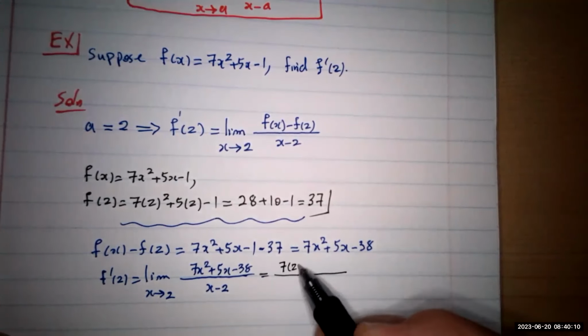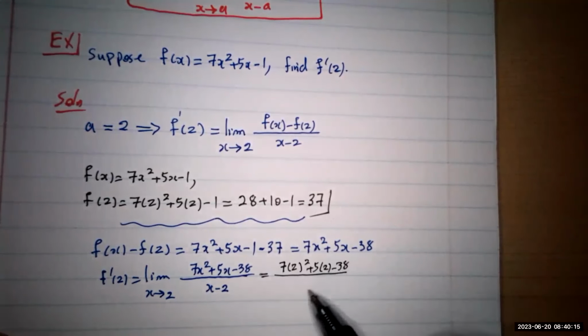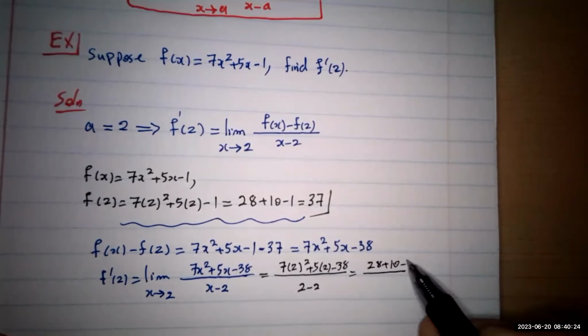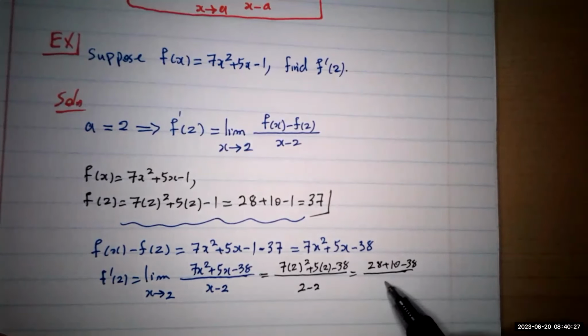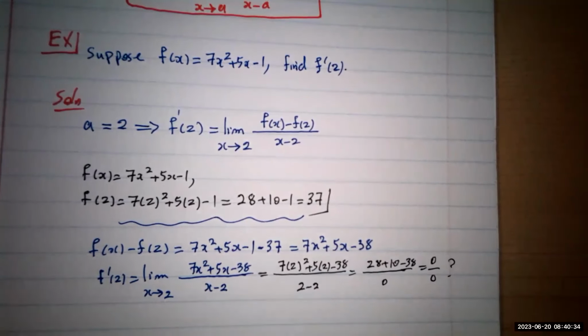So it's going to be 7 times 2 squared plus 5 times 2 minus 38, and on the bottom, 2 minus 2, again like the top that we did. So that gives you 28 plus 10 minus 38 over 0, which gives you 0 over 0. You don't have to do it, but just to give you an idea. Remember 0 over 0. What's the message here for finding the limits?